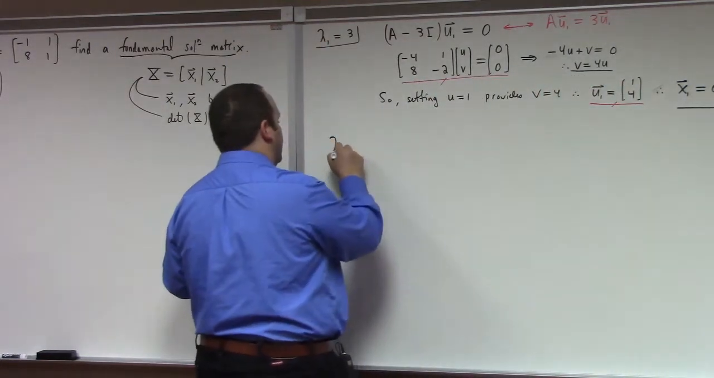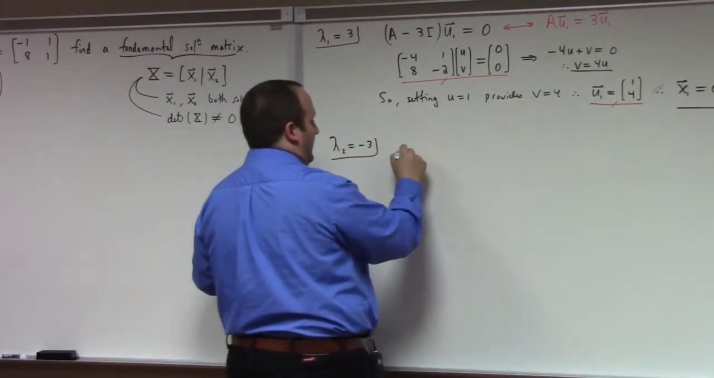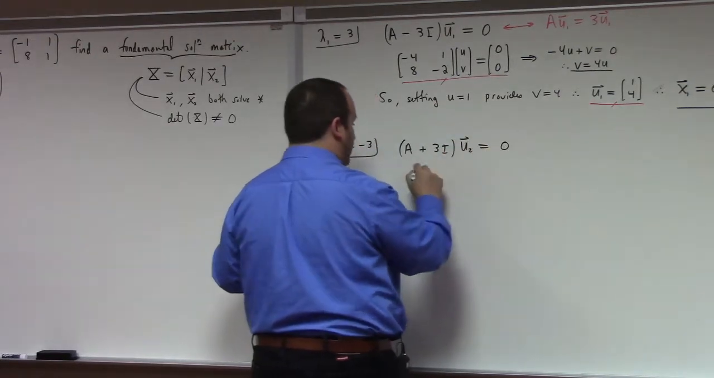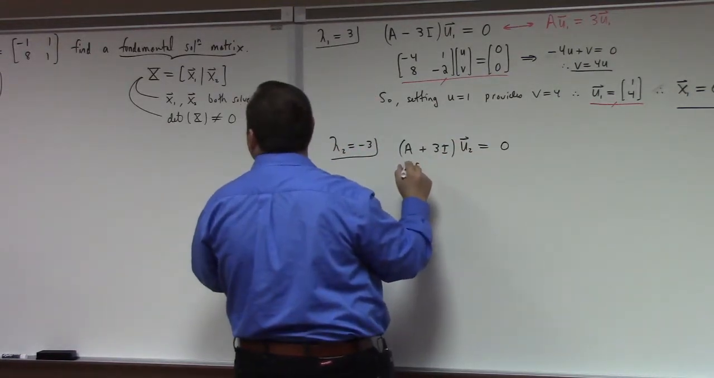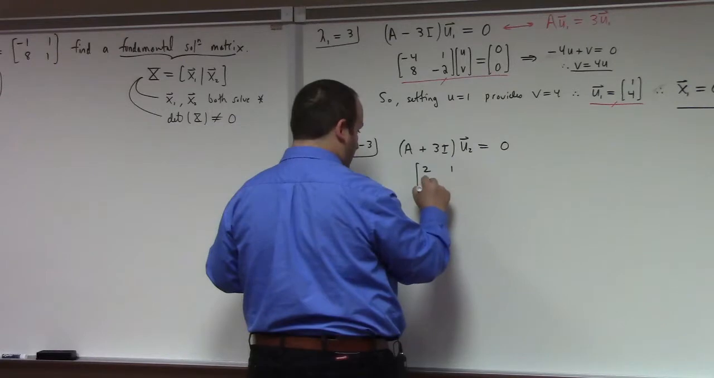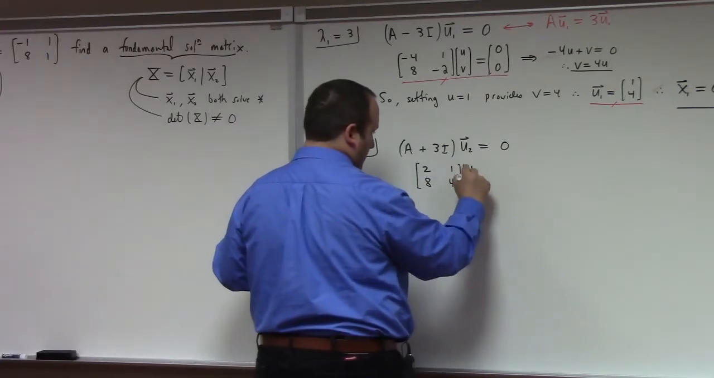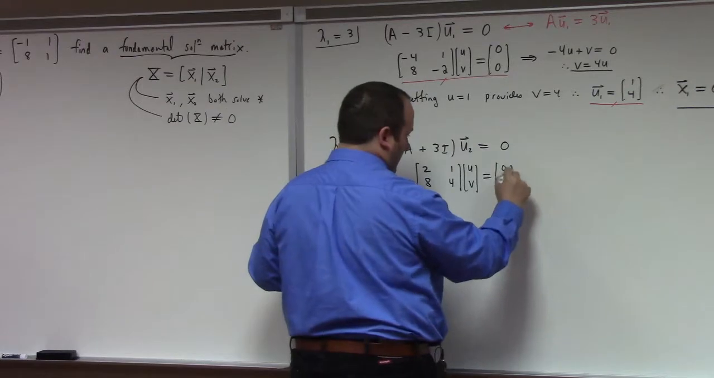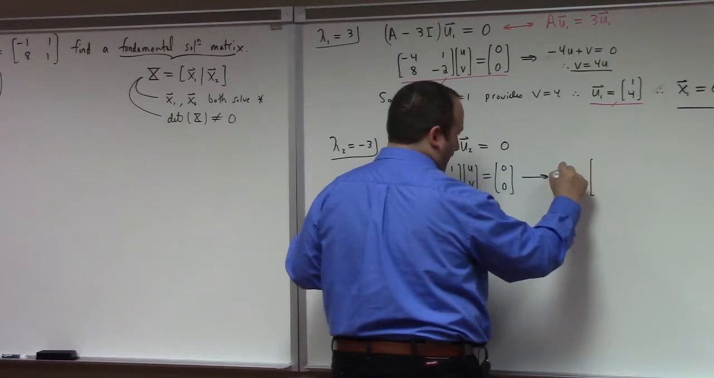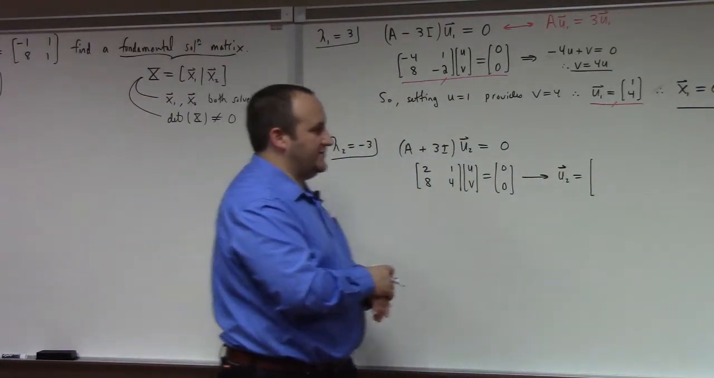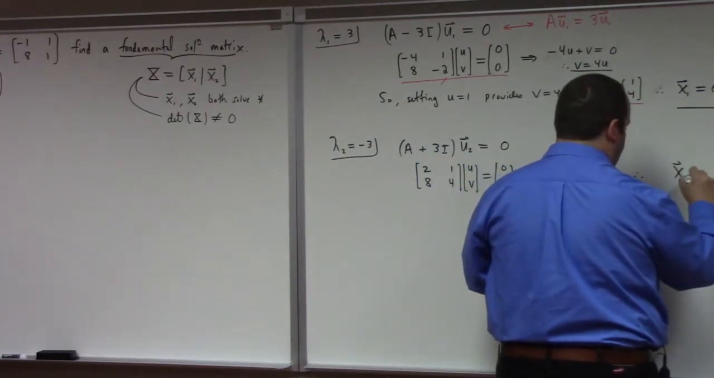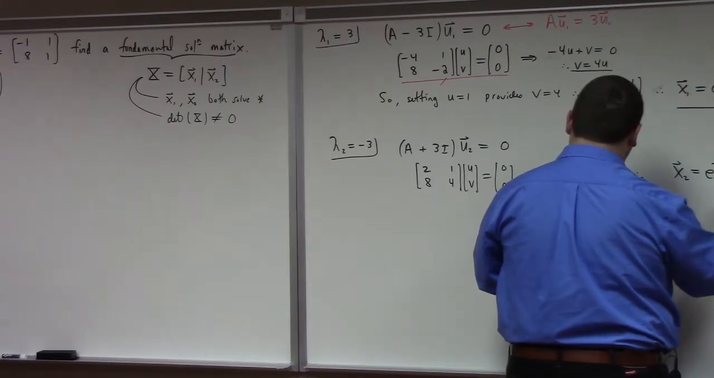And then lambda 2 equals minus 3. We have a plus 3i, u2 equals 0, which is really 2, 1, 8, 4, times u equal to 0. So by inspection, you can see u2 should be what? Yeah, 1, negative 2 will work nicely. Therefore, x2 is e to the minus 3t, 1, minus 2.